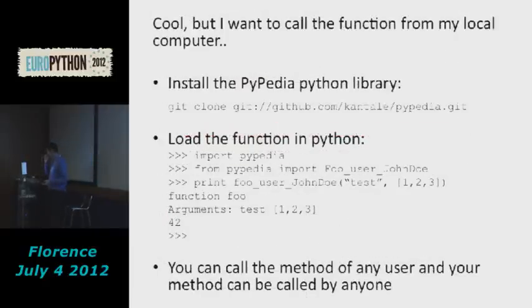Another thing is, okay, cool, but I want to import this function on my local computer. So there is a Pypedia Python library. It's a zip. And you can do these things. Import pypedia. From pypedia import foo user John Doe. So this is the name of the article that I created before. When you are typing this, the code of this article is downloaded into your namespace, and you can call it normally. So this is a dynamic way of loading code. Each time it downloads the most current version of the article. And of course, foo user John Doe can have either a function or a class.